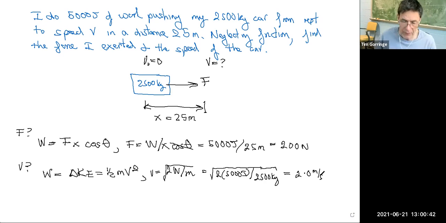And so that's a short little example of work done, which is transfer of energy. In this case, we knew the work done. We knew the energy transfer. It was 5,000 joules of work transferred from me to the car. And by knowing the work done, we were able to figure out the force I was exerting in transferring that energy. And we were able to figure out the gain in kinetic energy due to that transfer of energy. And so that's the connections between work and forces and energy.